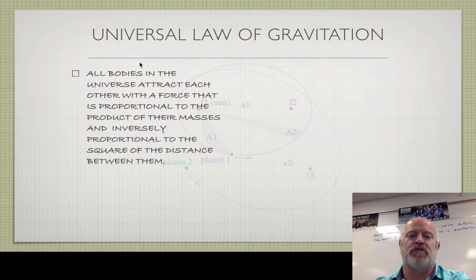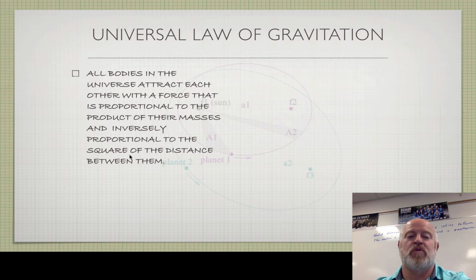First of all, bodies in the universe attract each other. That means everything. If you have mass, you have gravity. It doesn't matter if you are a moon, a city bus, a speck of sand, or an entire galaxy, you have gravity. That is attraction. So gravity is always an attractive force. It's not repulsive, it always attracts. It's proportional to the product of their masses. So if we multiply the two masses together of any two objects, that's our first piece.